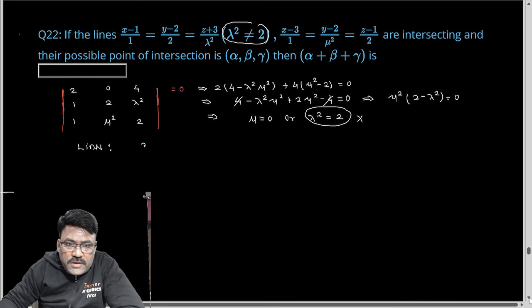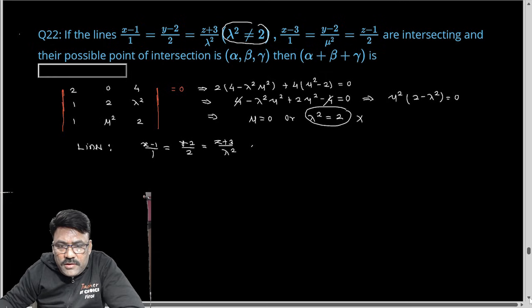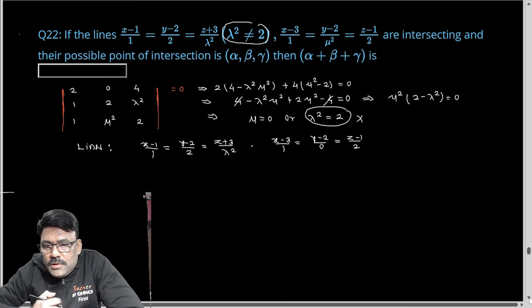The first line is (x minus 1) by 1, (y minus 2) by 2, (z plus 3) by lambda square. This is the first line. And the second line is (x minus 3) by 1, (y minus 2) by 0, (z minus 1) by 2. This is the second line. Now I have to get the point of intersection of these two lines, alpha, beta, gamma.